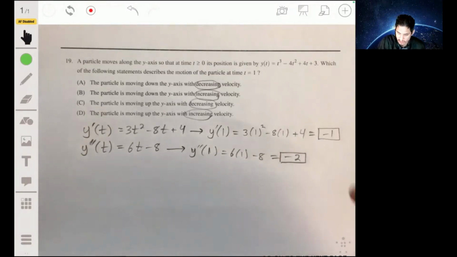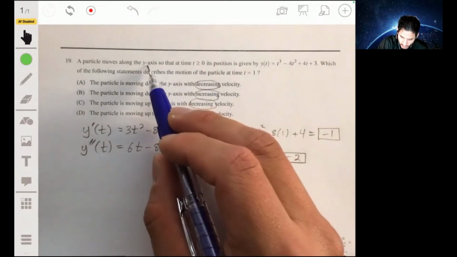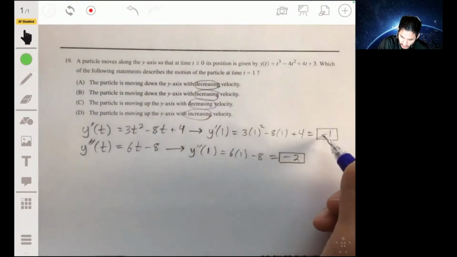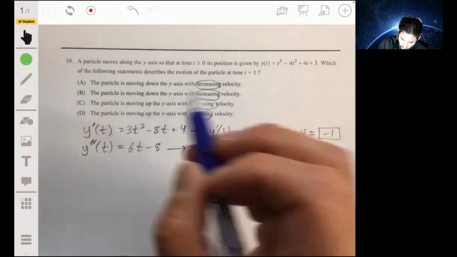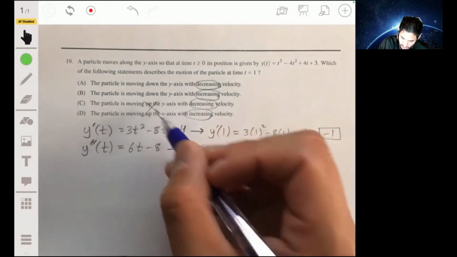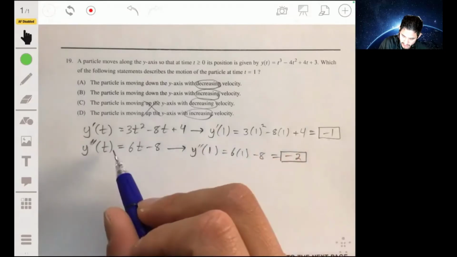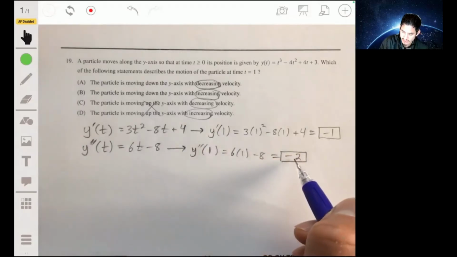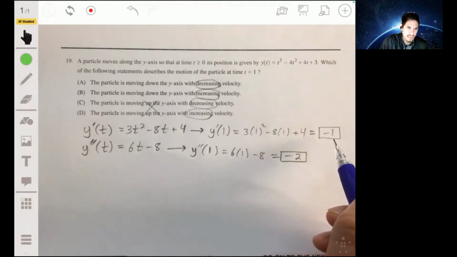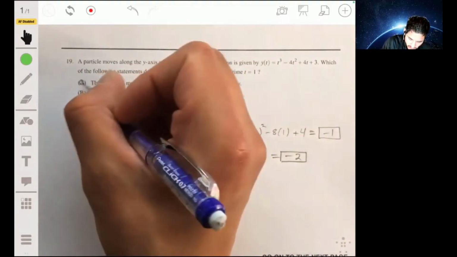So in this case, since we're talking about a particle that's moving up and down the y-axis, this is saying that the particle is moving down the y-axis. So we know it's not going to be C or D. Moving down the y-axis, and the second derivative is negative 2, so it's saying that the velocity is decreasing. So then the answer will be A.